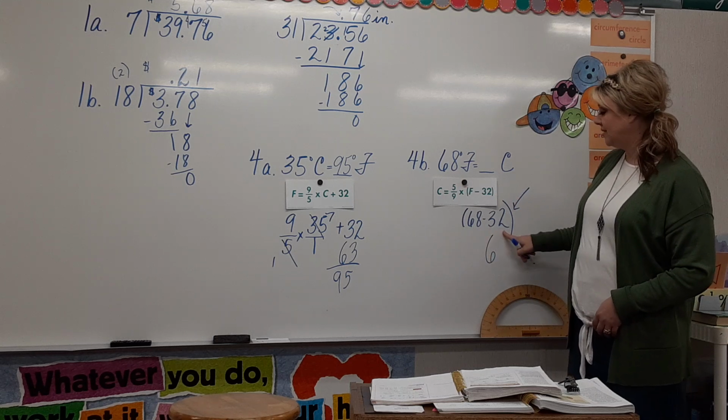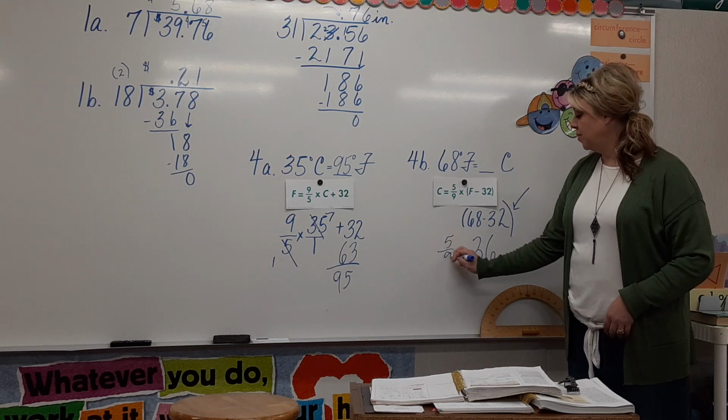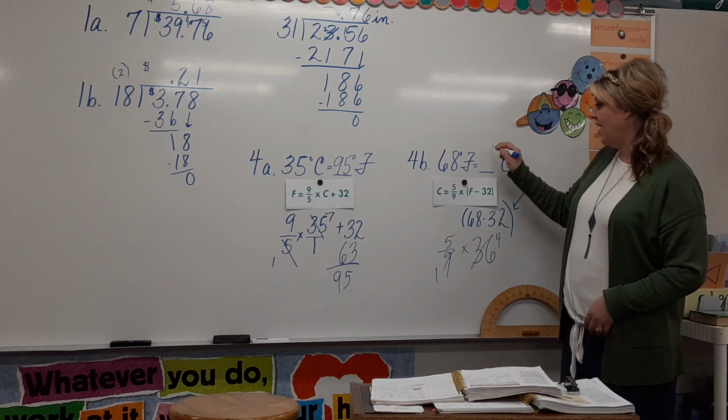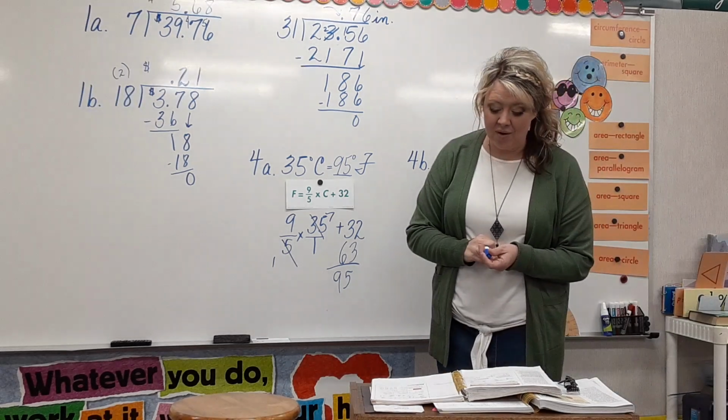8 minus 2 is 6, and 6 minus 3 is 3. And then we multiply that by 5 ninths. We're going to cancel this out, and 4 times 5 is 20 degrees. And that's the answer for letter B.